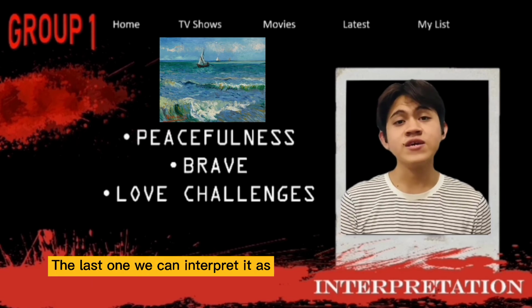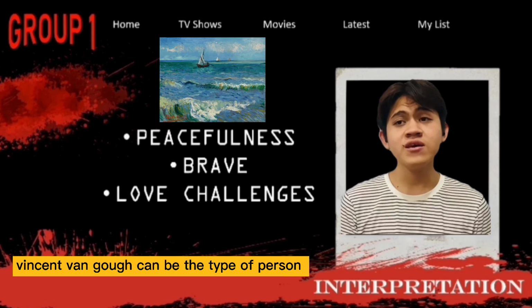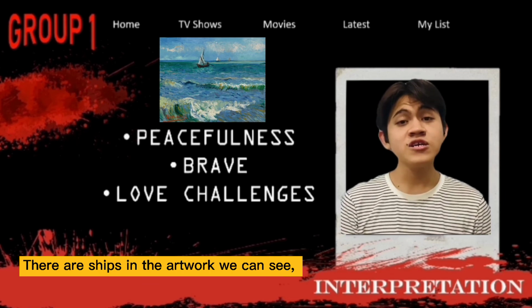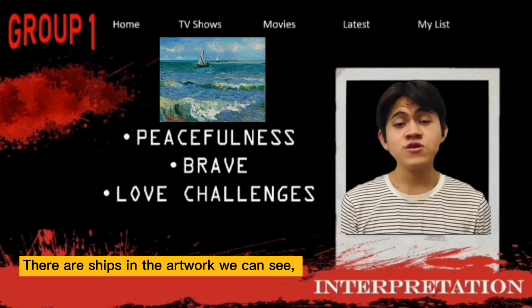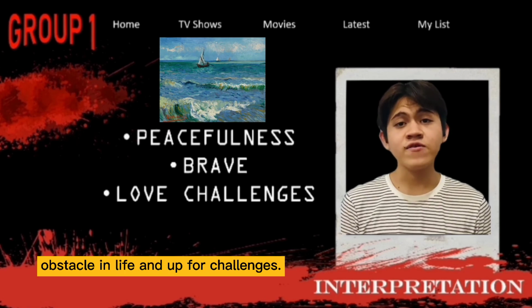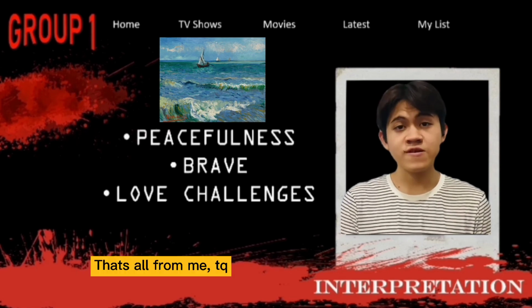The last one is we can interpret Vincent van Gogh as a type of person who loves challenges. Why? Because there are ships in the artwork. So the ship may represent people who love to face obstacles in their life, who are up for a challenge.